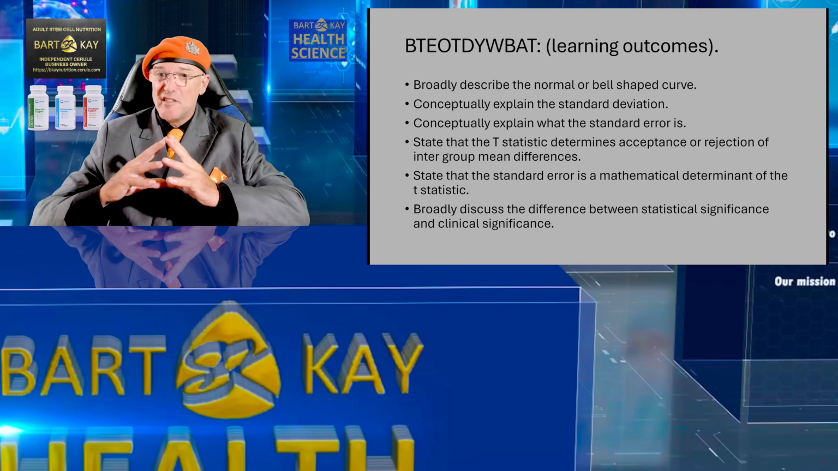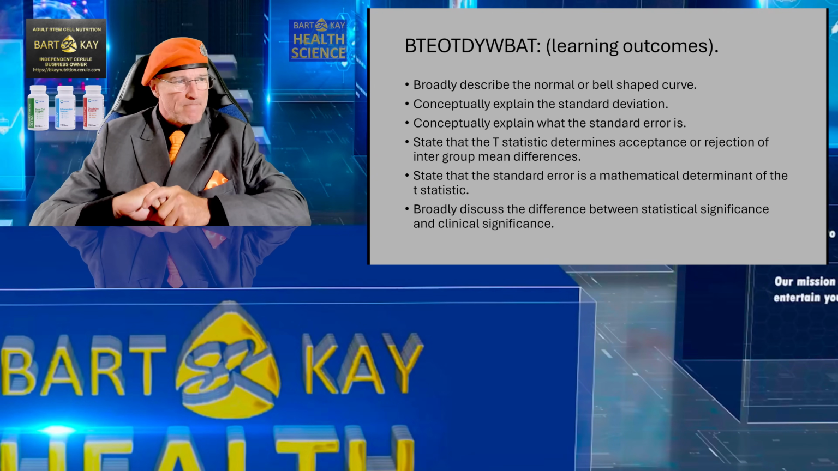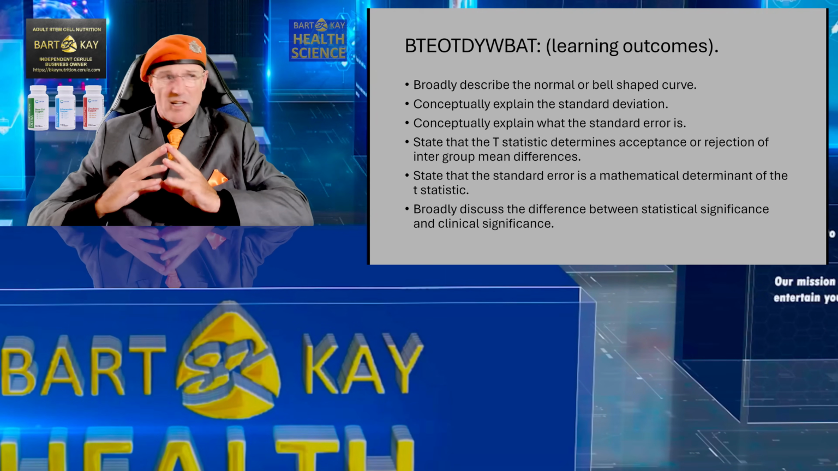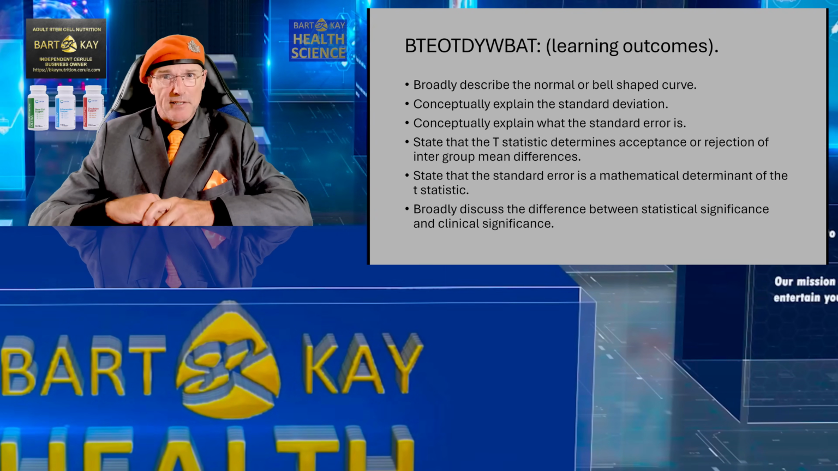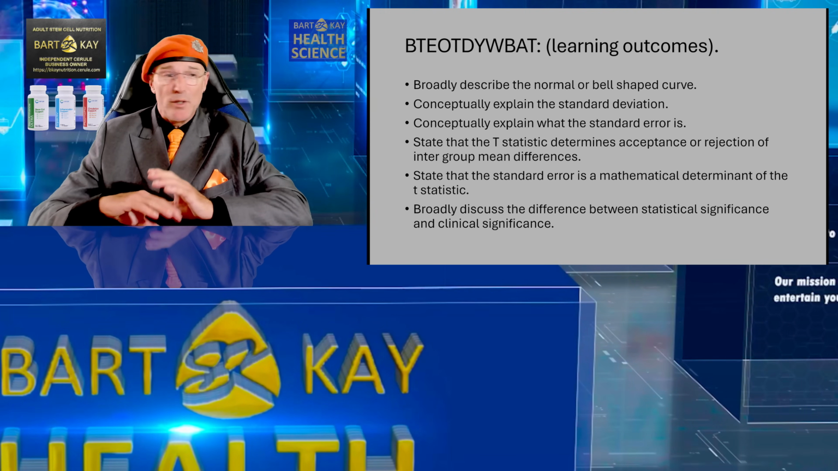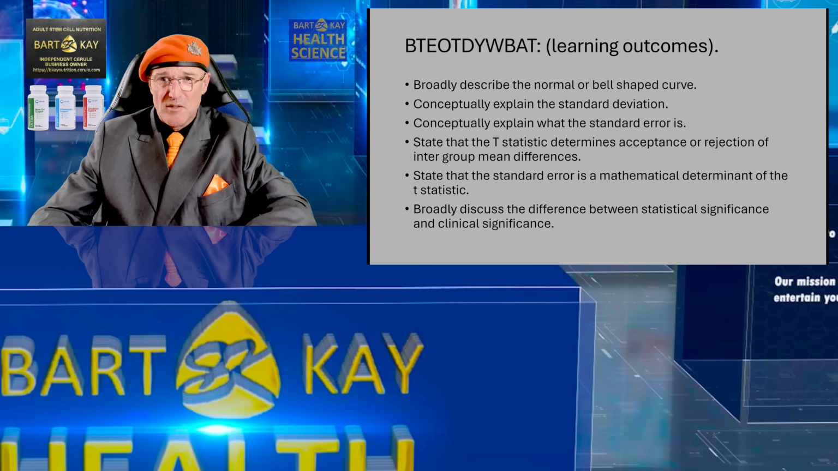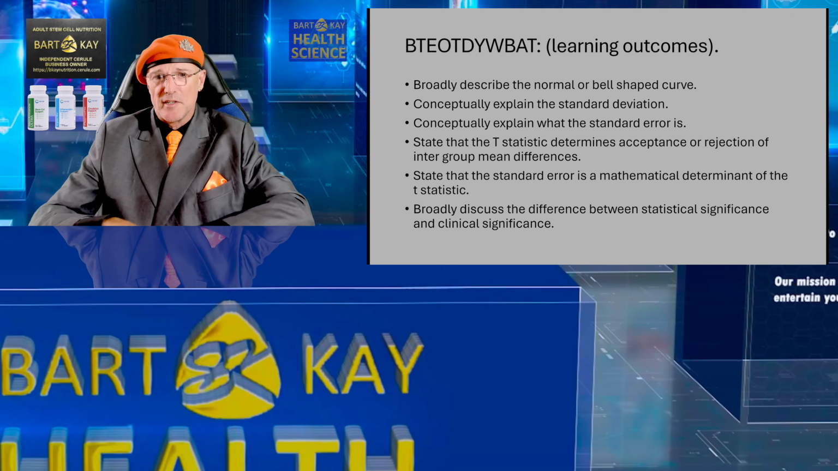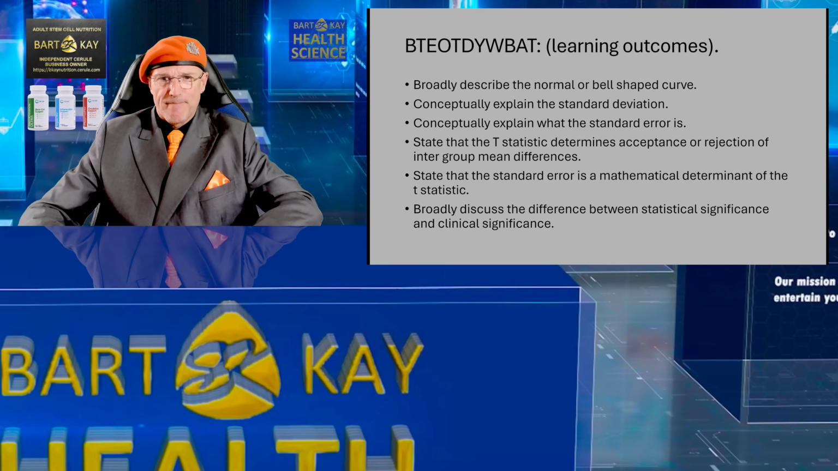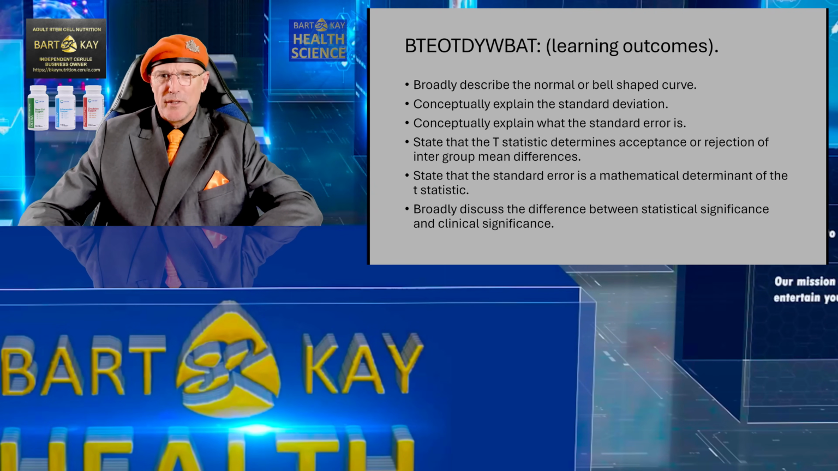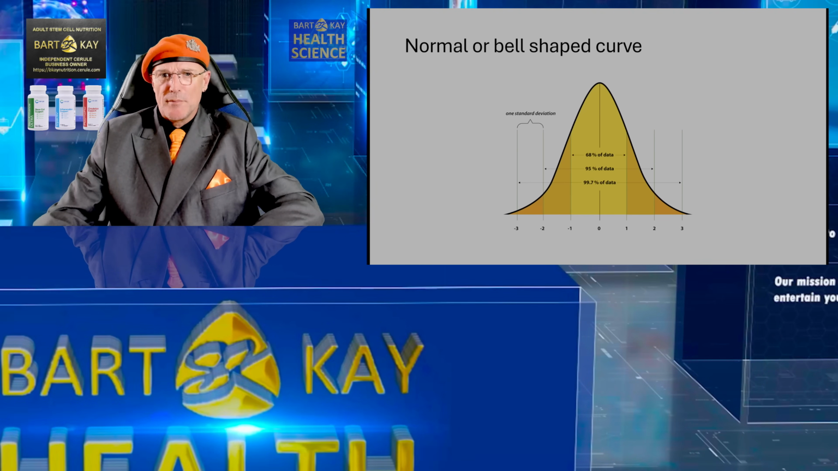You will be able to state that the T statistic determines the acceptance or rejection of intergroup mean differences in statistics. You will further be able to state that the standard error is a mathematical determinant of the T statistic. That's the denominator, in fact. And therefore you will be able to broadly discuss the difference between statistical significance and clinical significance in a sensible way, in a discussion, exchange, or educational situation as it may be. So, if that was a problem for you, stick around till the end and it won't be any more. That's the plan anyway. Right, let's describe this bell-shaped curve thing.